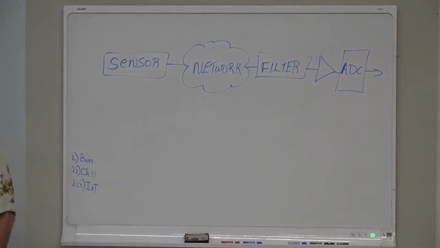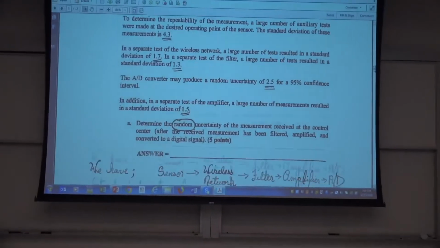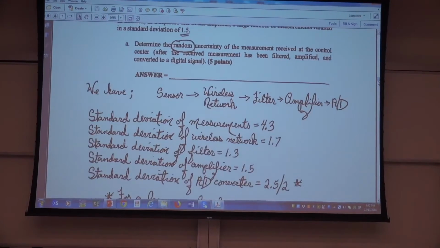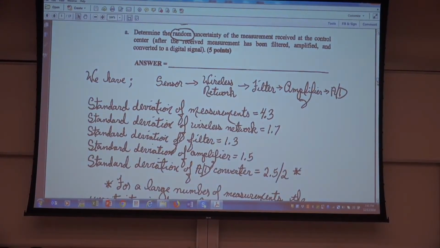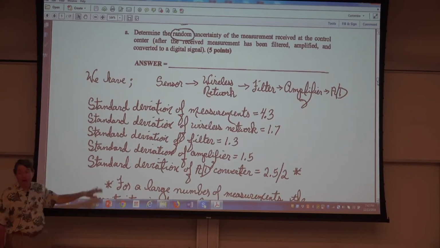Now, as you might remember in Chapter 7, each of these items introduce an error. What we'd like to do is add up the errors to figure out what is the total uncertainty in the final answer. So heading back over here to the screen, we're given a lot of information. And I think a problem like this is just careful reading of the problem. So notice in the answer, I have sensor to wireless network to filter to amplifier to A to D converter. Now notice I wrote down here all the standard deviations that were given in the problem.